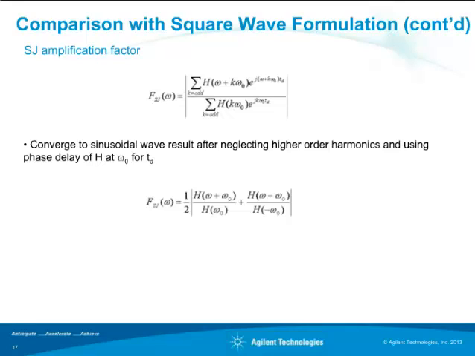Now, if we assume the higher order harmonics can be ignored and we leave only the fundamental harmonics, we found that the square wave formulation is exactly the same as the sinusoidal results we obtained earlier. Therefore, we found that the two representations, namely sine wave and square wave, converge after we ignore the high order harmonics. Well, this is as expected.